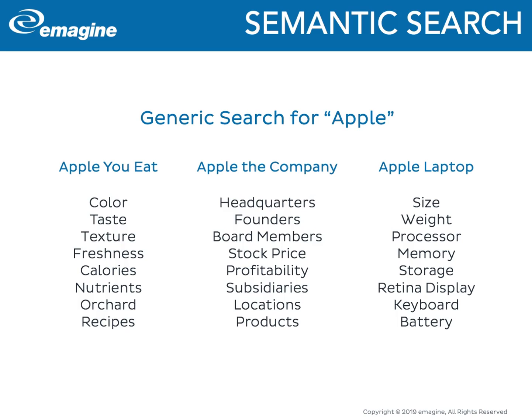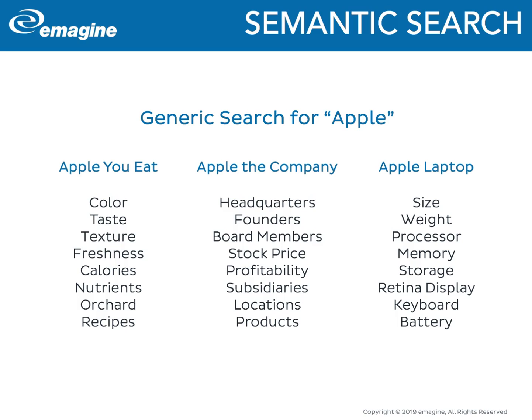How does Google know that I'm talking about the apple you eat versus Apple the company, or maybe a laptop that Apple makes? Well, it's the semantic language within the blog post or within the piece of content that would help Google understand that.